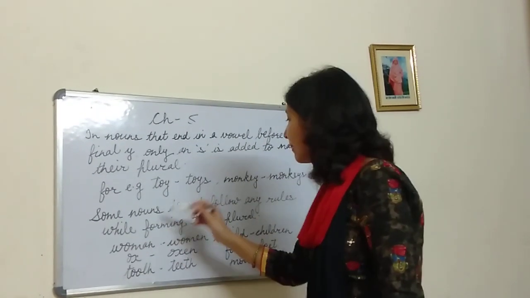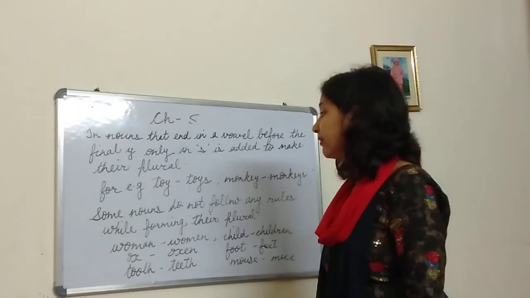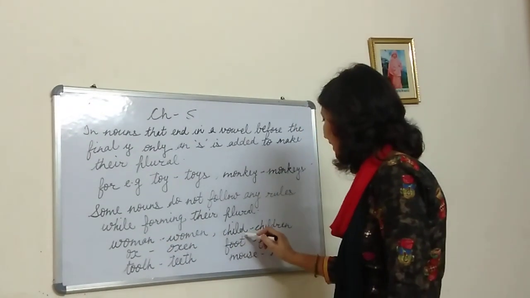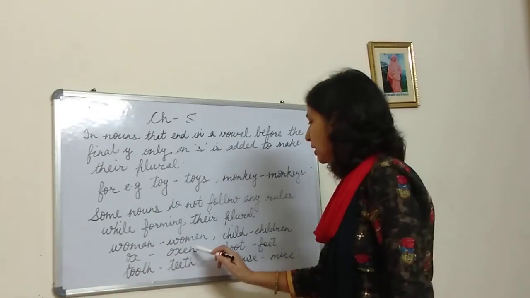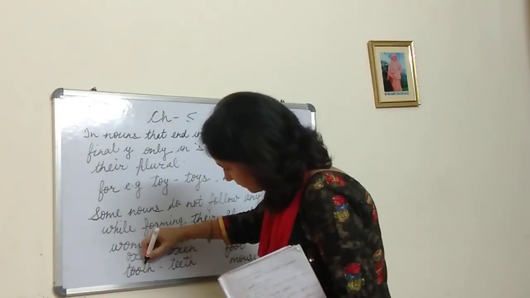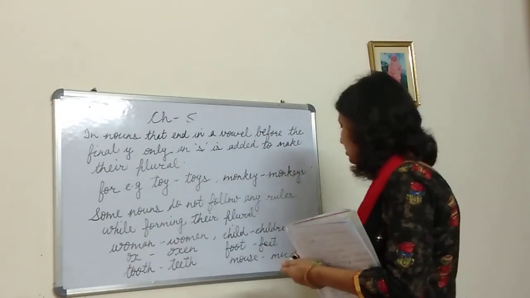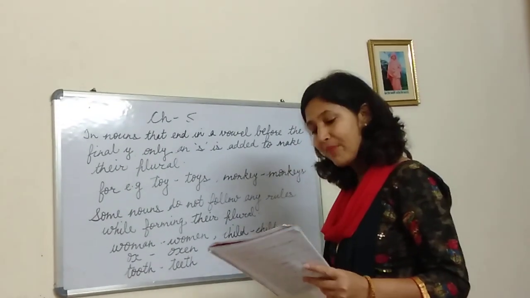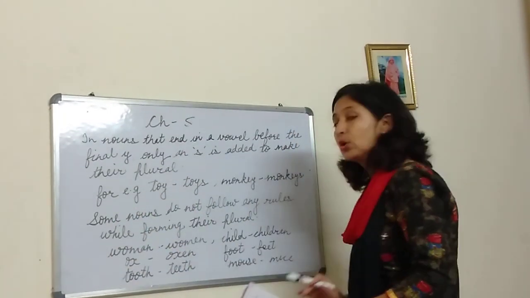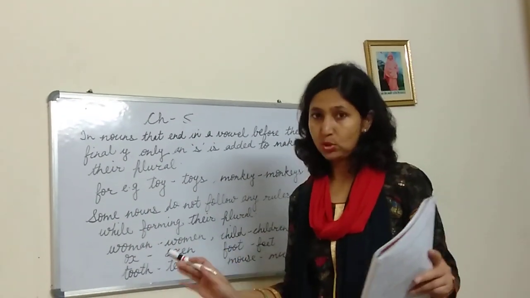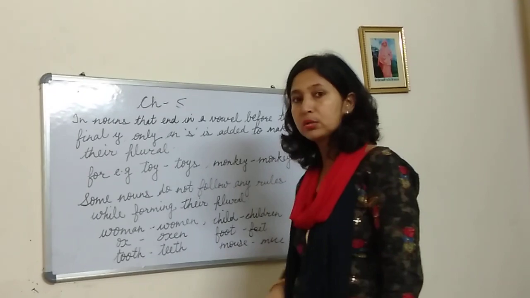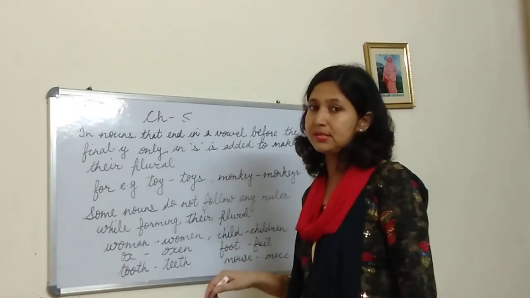Clear? Now, some nouns do not follow any rules while forming their plural. For example, woman, women, child, children, ox, oxen, foot, feet, tooth, teeth, mouse, mice, man, men, person, people. So you can see here that these nouns do not follow any rule. So you have to remember, you have to learn. Don't write woman, womans, ox, oxes. So you have to learn all these. Clear?